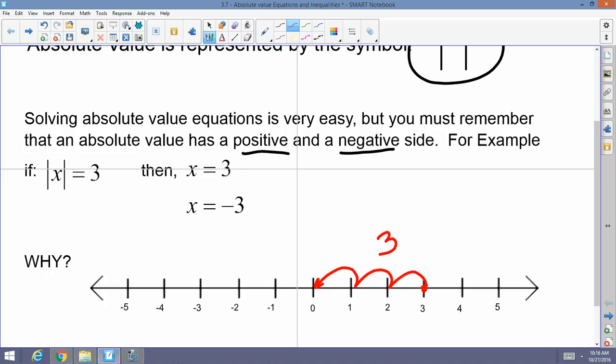The distance is 3. If my x is negative 3, then I am literally 1, 2, 3 away from 0. So my distance is 3. And it's positive because, again, it's a distance. So the absolute value is a distance from 0, and a distance is always positive. No matter what, it's always positive.